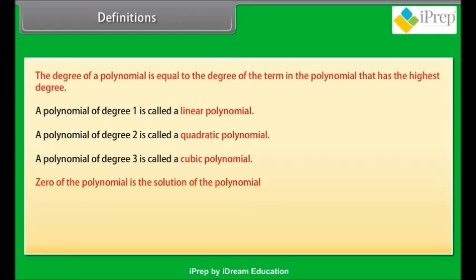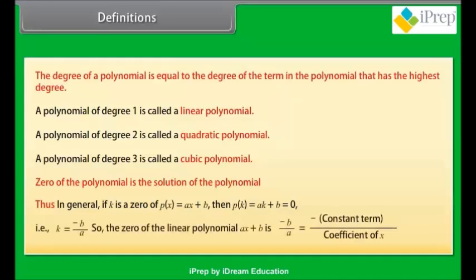Zero of the polynomial is the solution of the polynomial. Thus, in general, if k is a zero of p(x) = ax + b, then p(k) = ak + b = 0. That is, k = -b/a. So the zero of the linear polynomial ax + b is -b/a, which equals minus constant term upon coefficient of x.